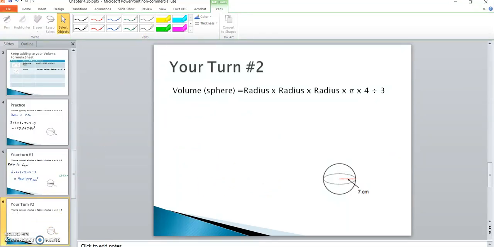Let's try one last one. So the very first thing we're going to do is figure out if we have the radius, and we do. So the radius is 7 centimeters. So at this point, I'd like you to pause the video and complete the formula and find out the answer. So go ahead and do that now.